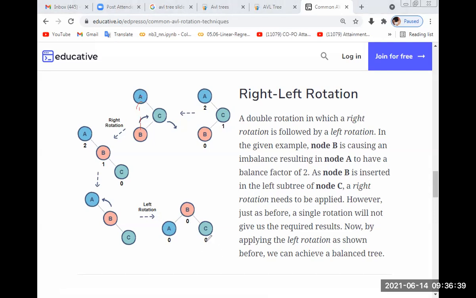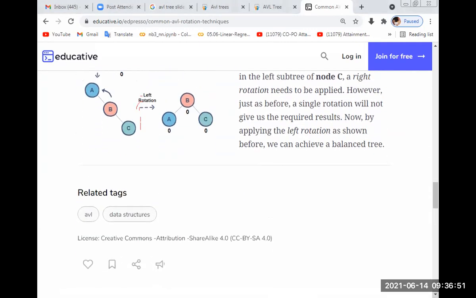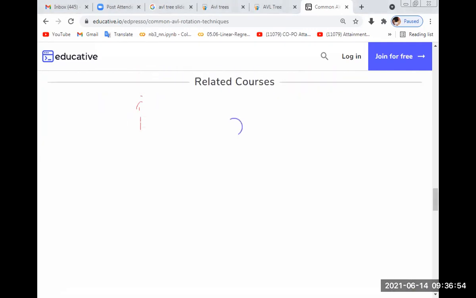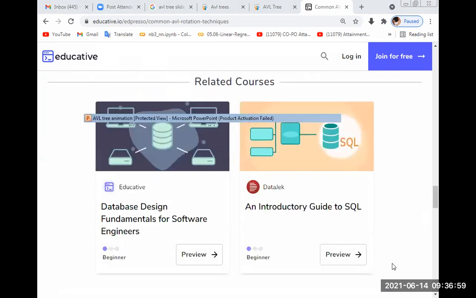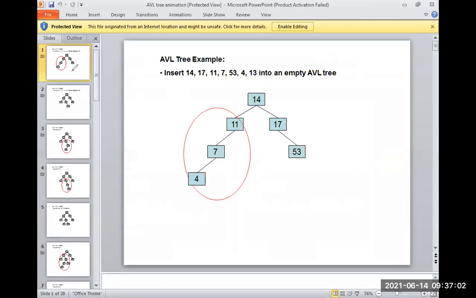So these are the 4 rotations. LL rotation, RR rotation, LR rotation, RL rotation. Any doubts, students? Any doubt, please write a message in the chat box.